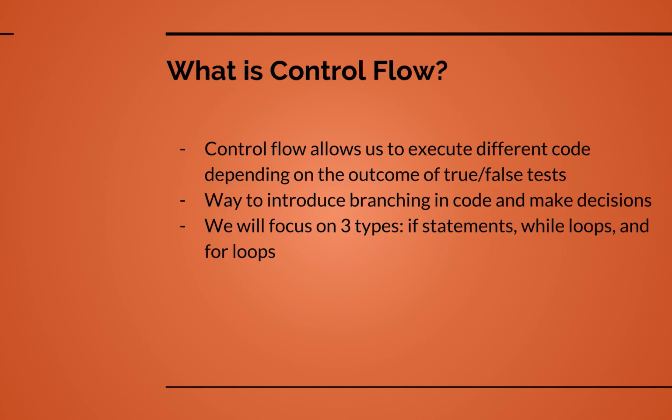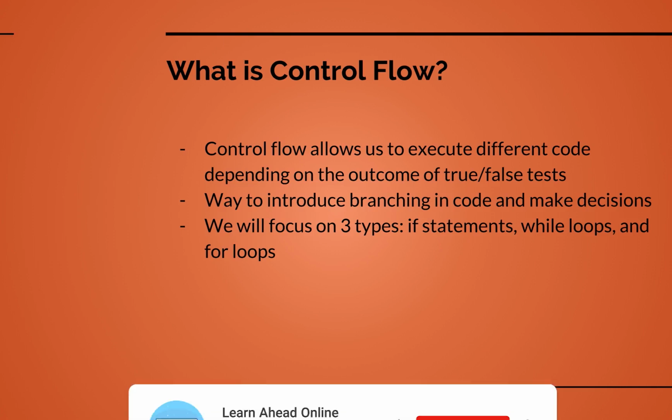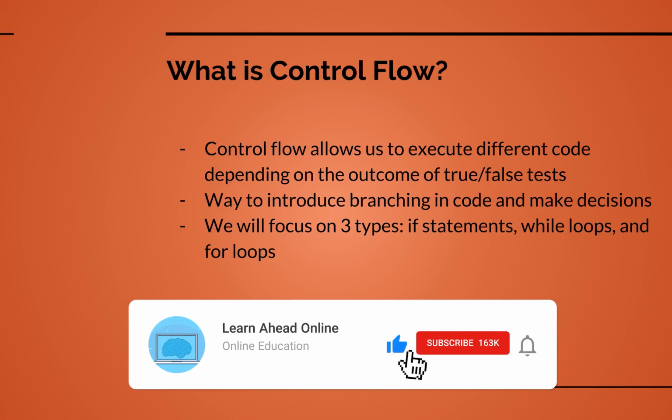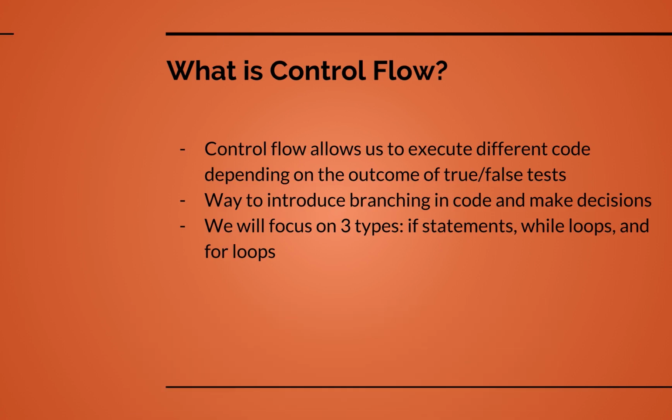So we're going to focus on three major types. We'll take a look first at if statements and their variants. There's actually lots of different minor differences between the kinds of if statements, so we'll probably do a couple of sections on that. And then we'll take a look at while loops and finish up with for loops.